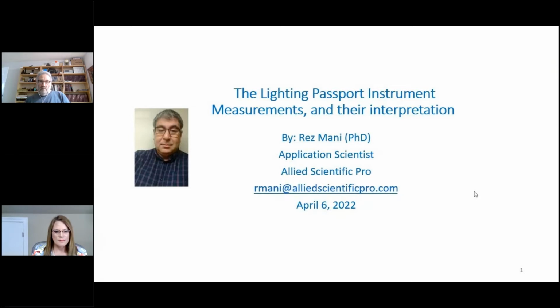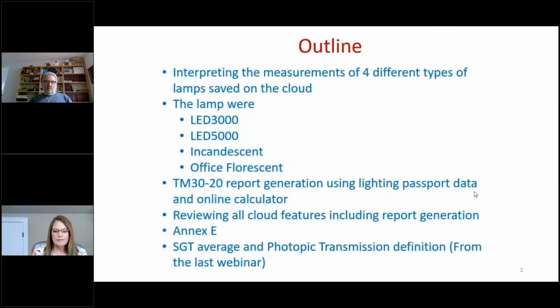I'm going to go through the results of those saved measurements on the cloud and explain everything: what we understand, and what these results mean. So the outline of the talk, again, is interpreting the measurements of 4 different types of lamps saved on the cloud. These lamps were LED 3000 Kelvin, LED 5000 Kelvin, an incandescent, and the office fluorescent. We'll go through all the different parameters that were measured and try to interpret them.